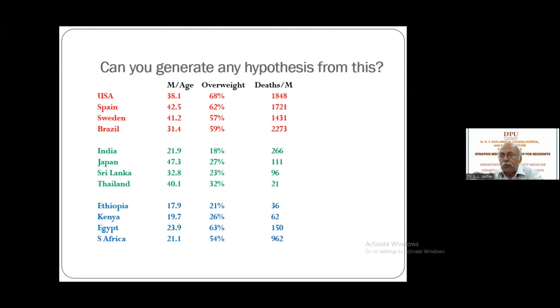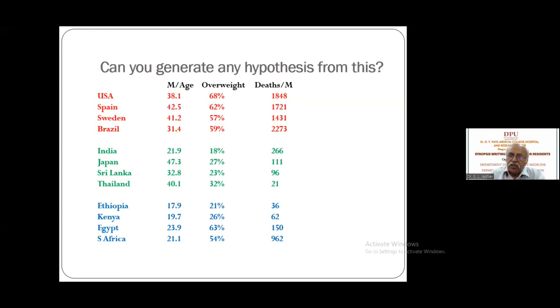As I said, a hypothesis can be generated by seeing a pattern also. This is data from about 7-8 months ago, or even I think last year. There are three tables. Western countries are in red, Asian countries are in green, and African countries are in blue. What we are comparing is the median age of the countries, in the first column. The second column is the overweight percentage, how much percentage of the people are overweight by BMI. And the third is the death per million from COVID.